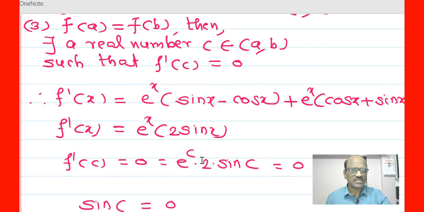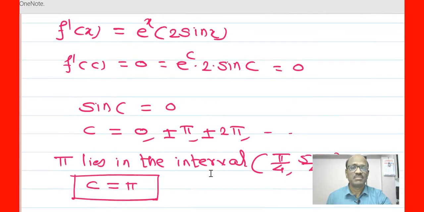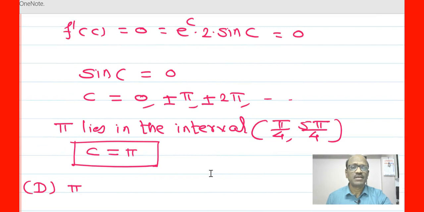Now what is f dash of c? Replace x by c. Therefore f dash of c is equal to e raised to c into 2 sin c, which is equal to 0. Now sin c is equal to 0. When the sine ratio is 0, the angle is an integral multiple of pi, that is 0, plus or minus pi, plus or minus 2 pi. But we have the interval pi by 4 comma 5 pi by 4, and hence c is equal to pi. Hence the D option is correct.